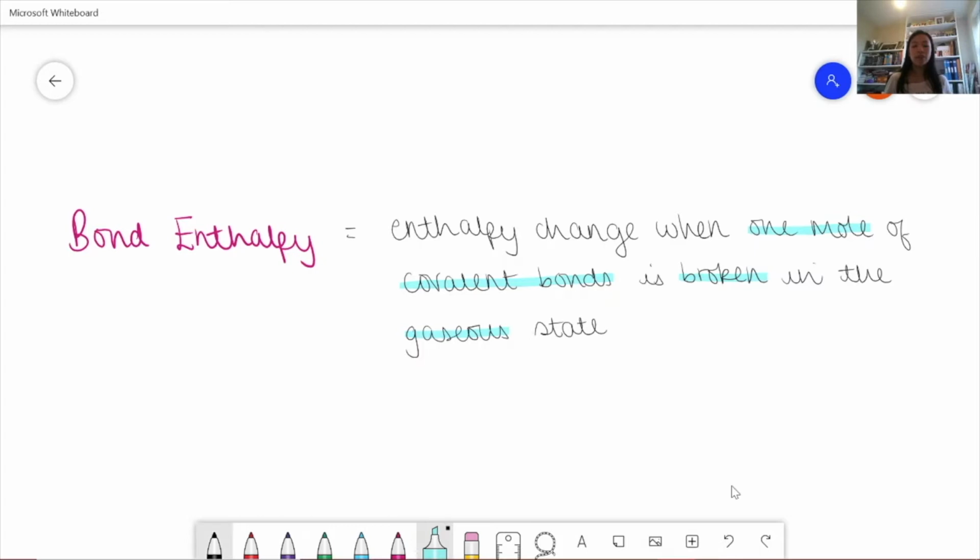And so, for example, we could have iodine. So we have iodine, and that's going to be in the gas state. And then we're going to form 2 iodine atoms, which are also in the gas state. And this is because we're breaking this I-I bond. And the way we denote bond enthalpy is by delta H standing for dissociation and the symbol for standard.